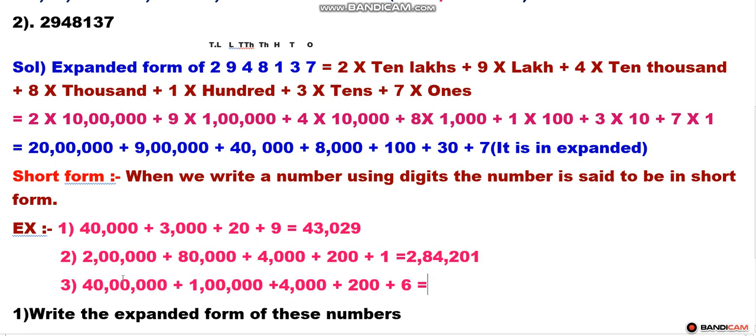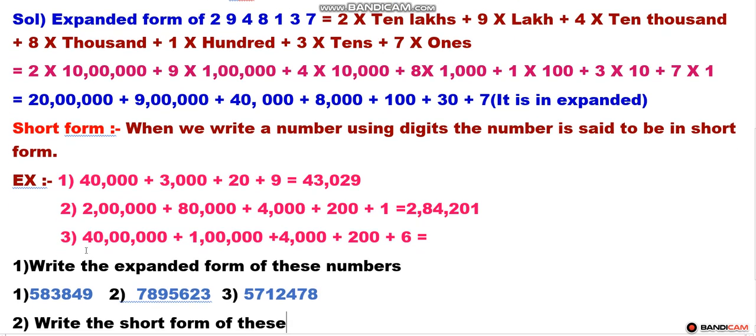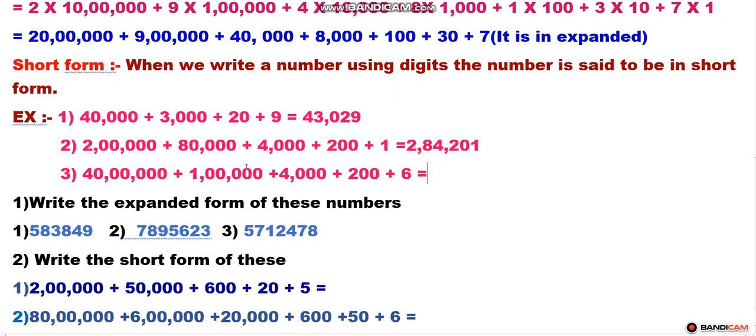See, it is ones period, thousands period, lakhs period. So, it is 40 lakhs plus, how many lakhs are there? 1 lakh plus it is 1,000. How many thousands? 4,000 plus it is already known 200 plus 6. See, 40 lakhs plus 1 lakh, you should read together. 41 lakhs plus 4,000. There is no 10,000 place. So you should write 0 and 4. Okay, 4,000 plus 206. 206 means 206.